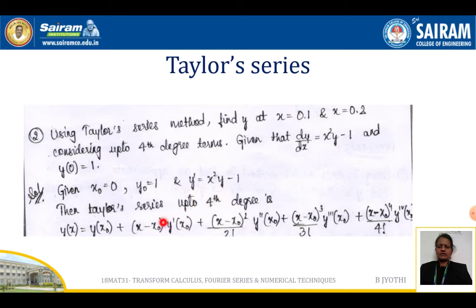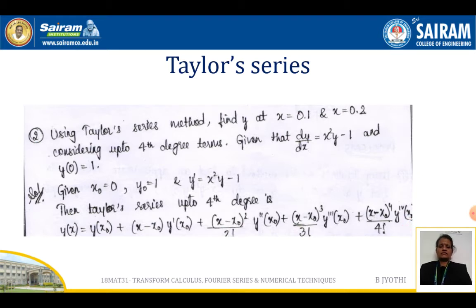Then the Taylor series up to the fourth degree is given by the formula y of x is equal to y of x naught plus (x minus x naught) into y dash of x naught plus (x minus x naught) whole square by 2 factorial into y double dash of x naught plus (x minus x naught) whole cube by 3 factorial into y triple dash of x naught plus (x minus x naught) whole power 4 by 4 factorial into y 4 of x naught.